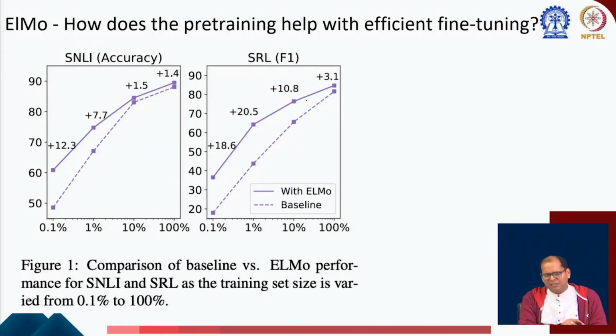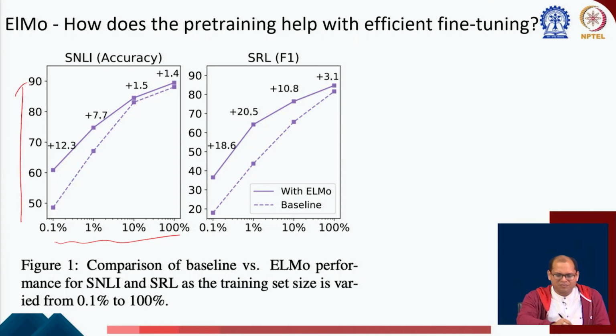Okay, and they even saw that it becomes more efficient to fine-tune with ELMo. So what you are seeing on the x-axis is the amount of data that you are giving, and on the y-axis is the performance, right? So if you just give 0.1% of the data, this baseline model doesn't do well, like in SNLI, 50% is close to random. But this model, even with 0.1% data, is giving much better results than the baseline, right? Same here for the SRL task. And even with 1% data, it is giving quite good performance.